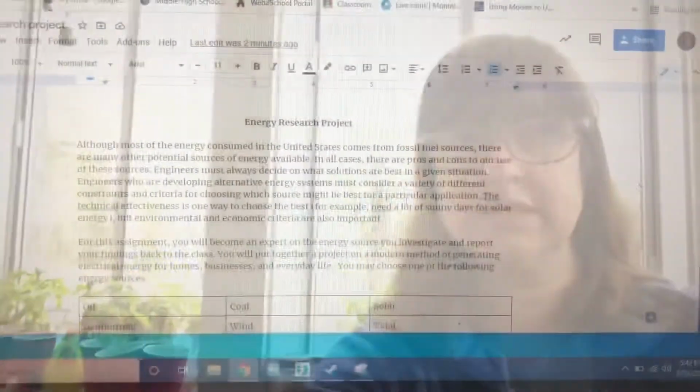But in the meantime, we're going to introduce your next project. We're going to be looking at energy and the types of energy that we use in our homes and our businesses and that sort of thing. And you're going to be developing a research project about this. So let's look at what some of the choices are and where we're going with this.